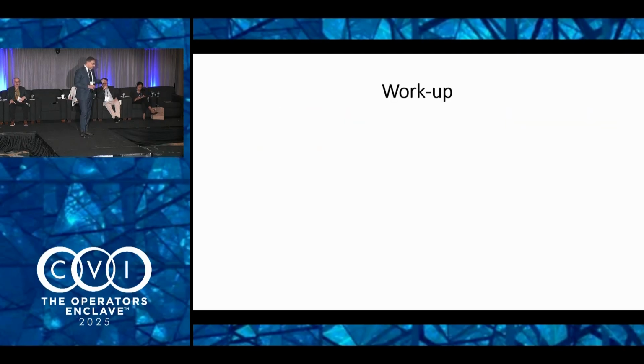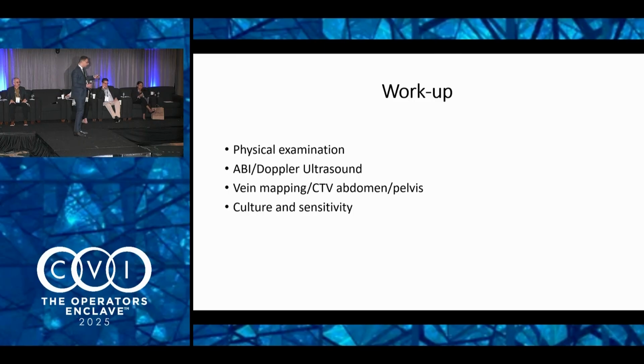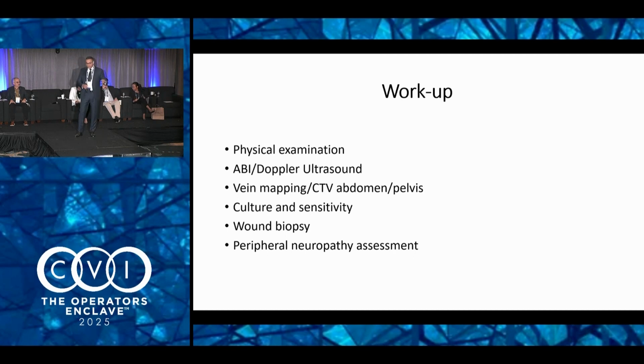Now, keep in mind that there are patients who have both arterial and venous ulcers, and their workup is a little bit different. Second of all, you have to do a physical examination. Consider in every patient you see an ABI and Doppler ultrasound. Consider doing venous mapping. Consider doing CT vein abdomen pelvis. And depending on the wound, maybe wound biopsy and culture, and those are things that the wound care team will do and help us do.